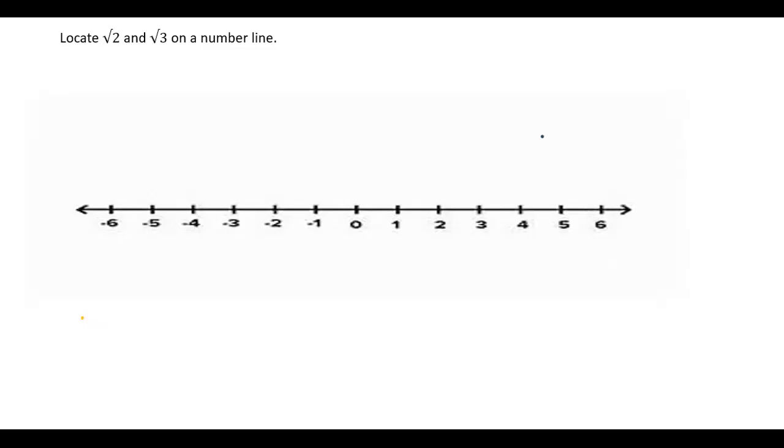Hello students, today we will learn how to locate root 2 and root 3 on a number line. So first of all, let's start with how to locate the irrational number root 2. For this, first of all, we will take a distance of 1 centimeter on the number line and we can mark these points as O and A. So OA is equal to 1 centimeter.